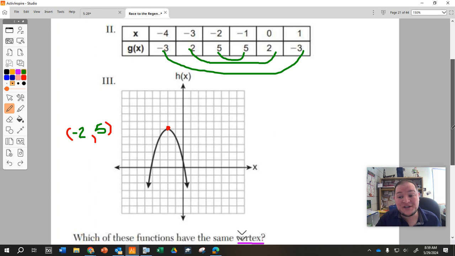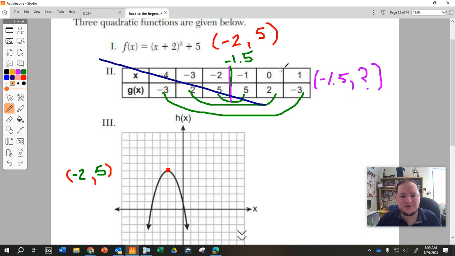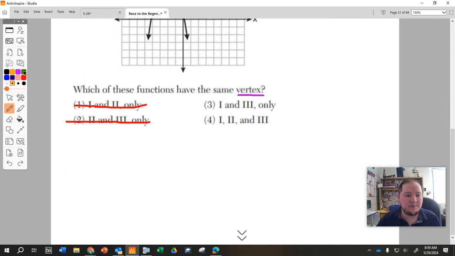So the vertex actually happens for this table, for this function, at probably -1.5. Actually, definitely -1.5. So the real middle is probably happening at -1.5 comma 6. Okay, there's no rule that says that your vertex has to happen at an integer value. So -1.5 comma question mark. I know it's not at -2 though, for sure. It's not. It's between them. So graph or table 2 does not have a matching vertex. So only 1 and 3, which would be choice 3. 1 and 3 only. Vertexes happen at one place, period.